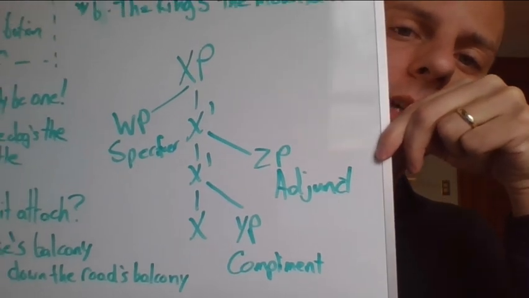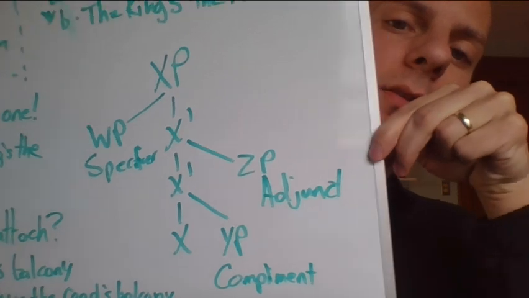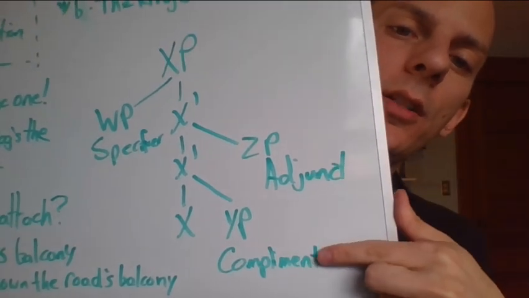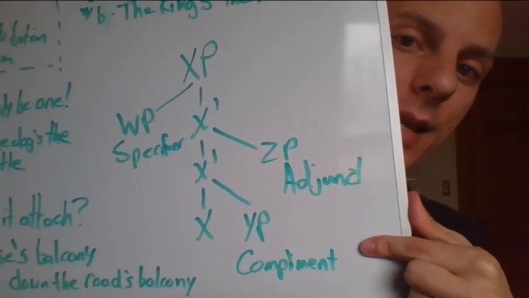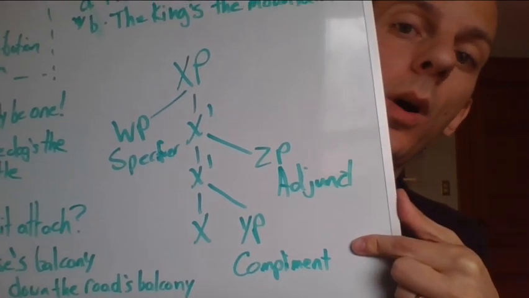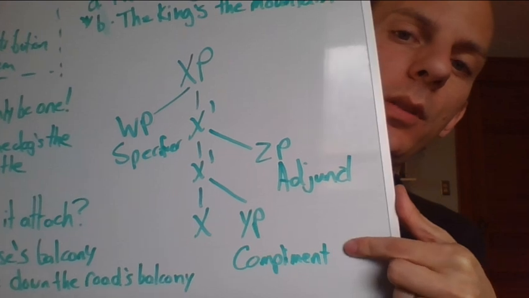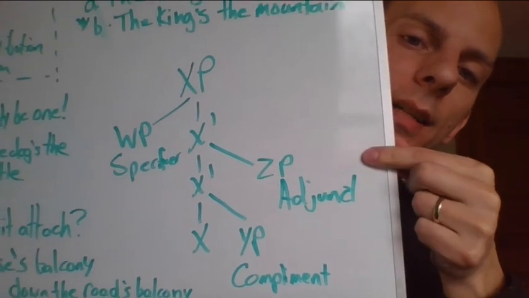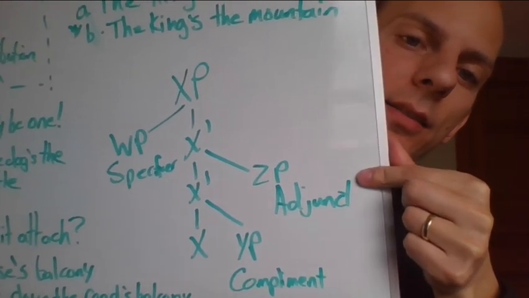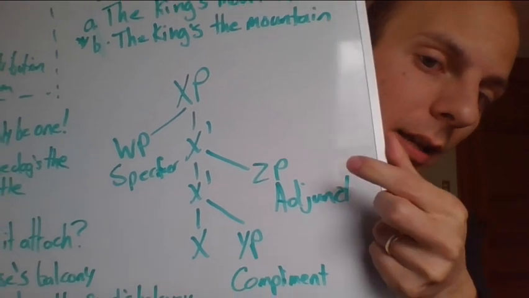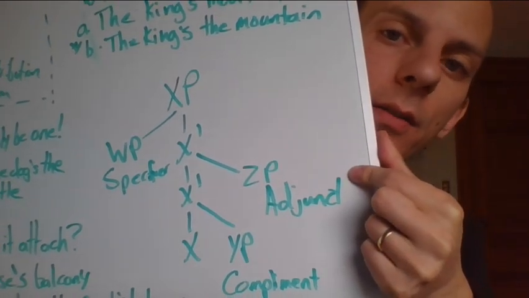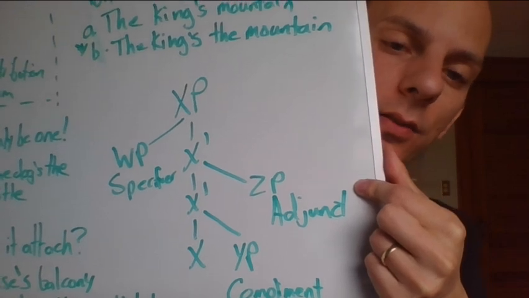When we're thinking about this, there are some important distinctions to talk about. We already talked about how, because the complement is sister to the X head, there can only be one of them. Only one complement. Because the adjunct is sister to X-bar and daughter of X-bar, and X-bars are iterative, adjuncts are also iterative. You can have as many adjuncts as you like.